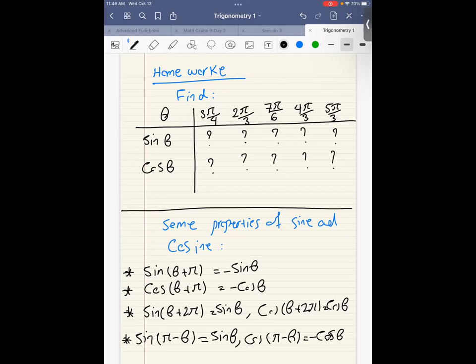Any questions? No. So these are some important properties of sine and cosine, besides the fact that they are periodic. And also sine is odd, cosine is even.